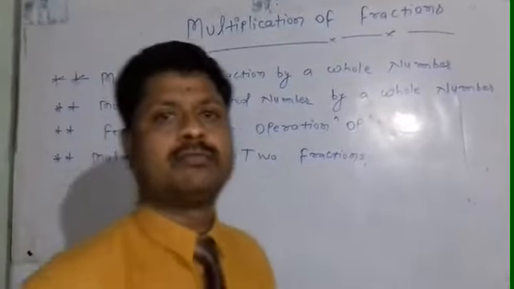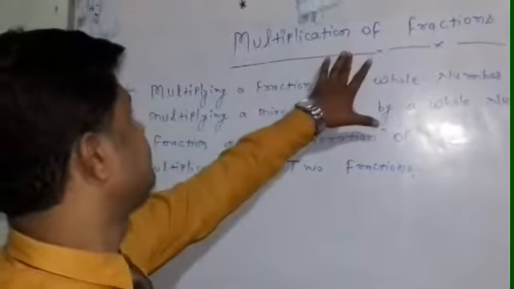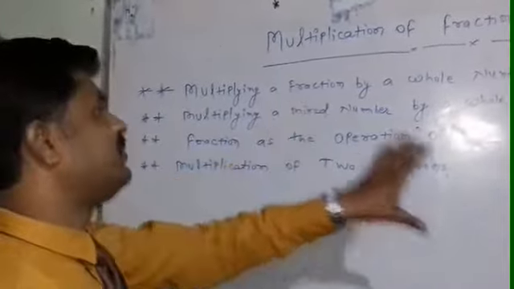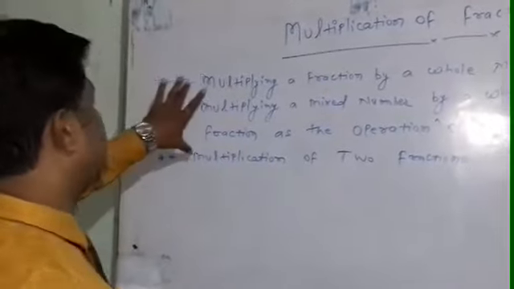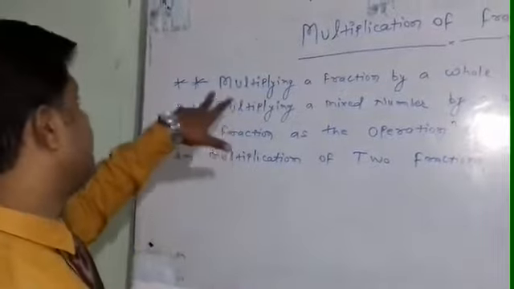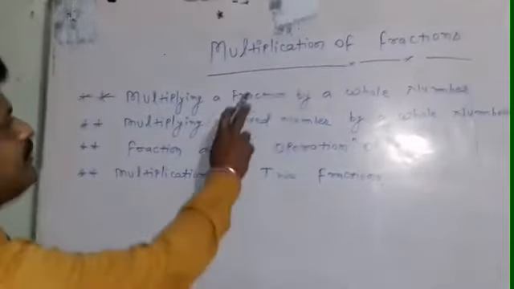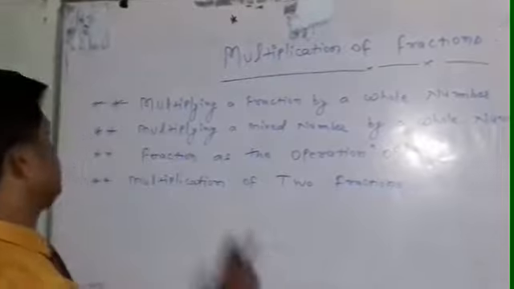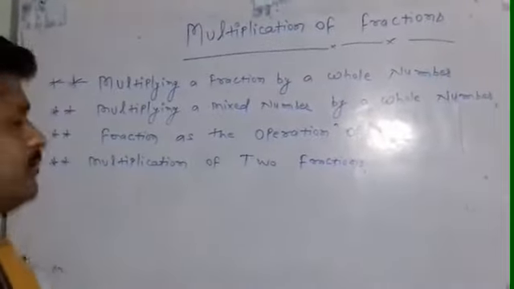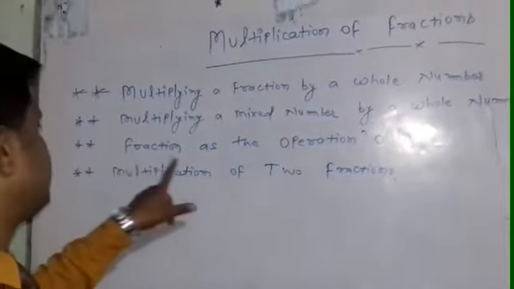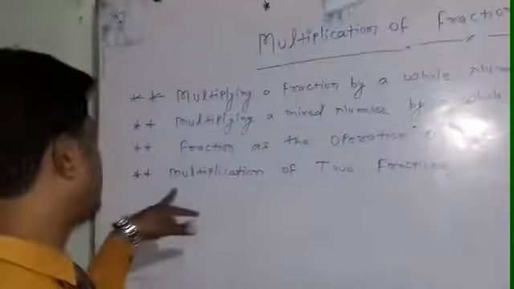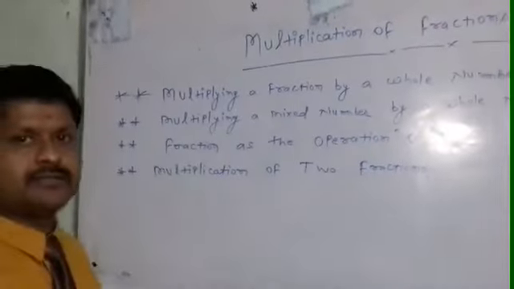Fourth lecture, multiplication of fractions. This is noted on the board. That means we have to explain these 4 points. The first point is multiplying a fraction by a whole number. The second point is multiplying a mixed number by a whole number. The third point is fraction as the operation of. And the fourth point is multiplication of two fractions.